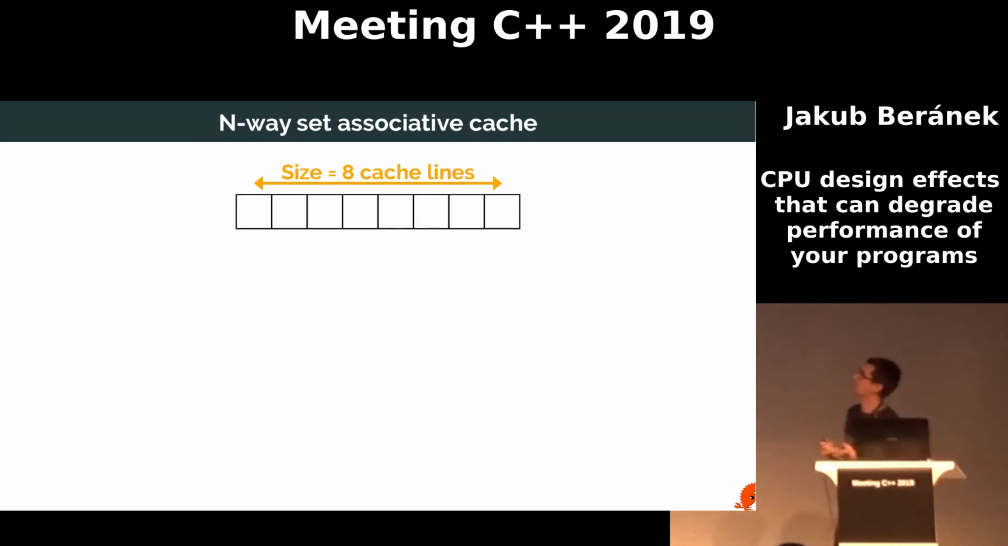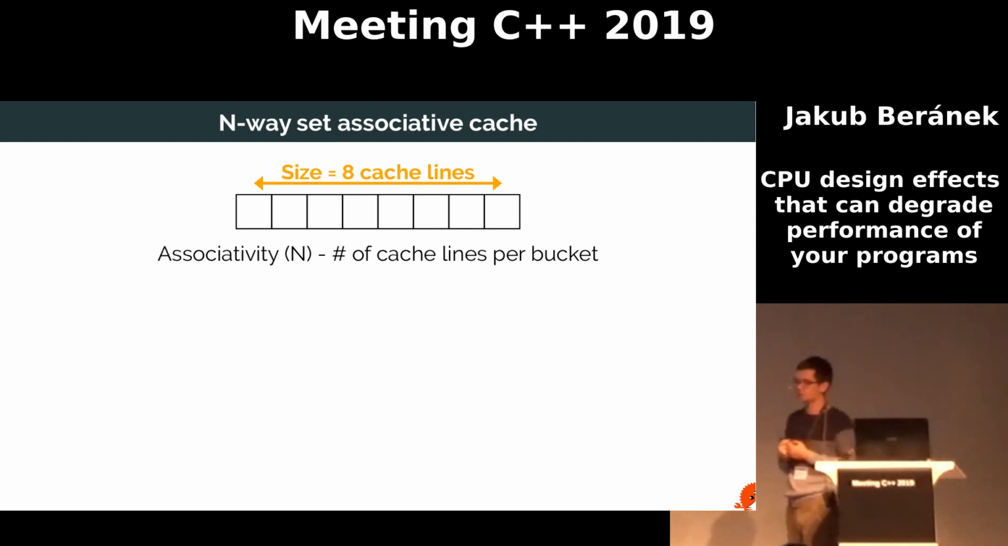Let's take a look at an example. This is a simple cache which has size 8, so it can hold 8 cache lines. And when you have an L1 cache, you have to decide on a parameter which is called associativity. This number is exactly the n in the n-way set associative cache, and it tells us how many cache lines there will be in each bucket of the cache. Right? Since it's a hash table, it has some buckets.